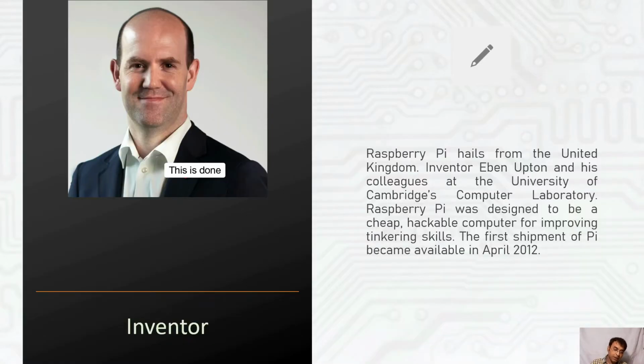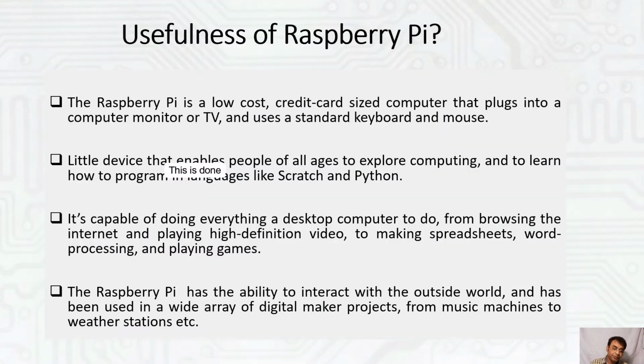Inventor of Raspberry Pi. Raspberry Pi hails from the United Kingdom, already I told you. Inventor Eben Upton and his colleagues at the University of Cambridge Computer Laboratory. Raspberry Pi was designed to be a cheap, hackable computer for improving tinkering skills. The first shipment of Pi became available in April 2012.